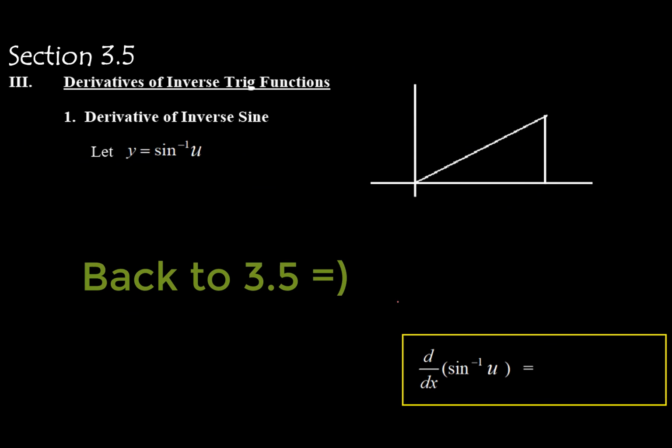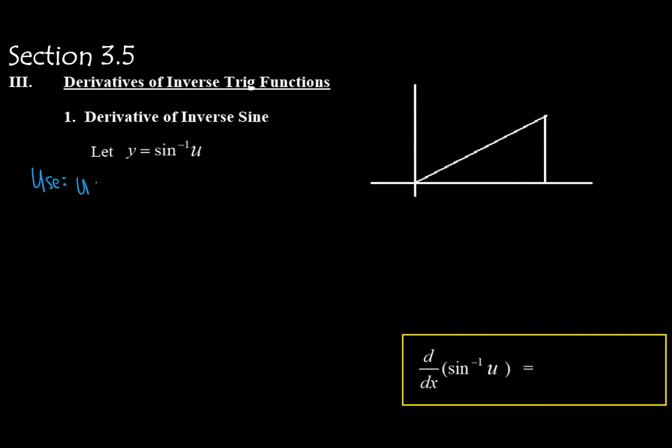So this takes us into section 3.5, where we start looking at the derivatives of these functions. Keep in mind that if I have y equals the inverse sine of u, that means that u equals the sine of y, which gives me enough information to build my triangle. My opposite side is u, and my hypotenuse is 1. So my adjacent side is the square root of 1 minus u squared. So let's take the derivative of both sides.